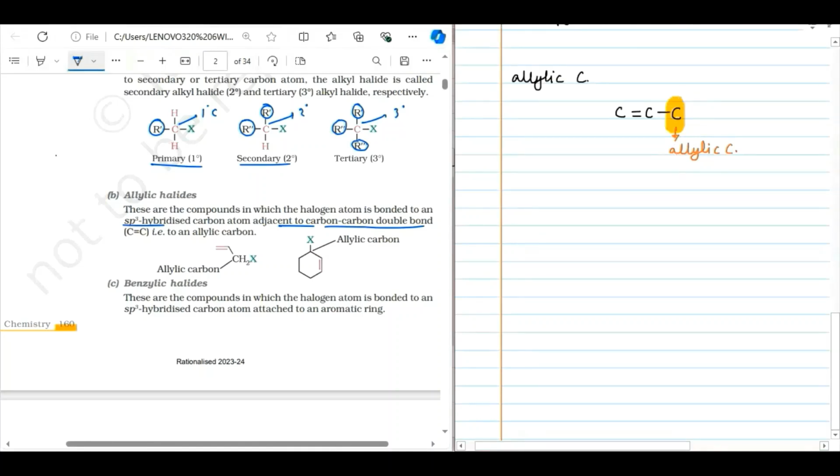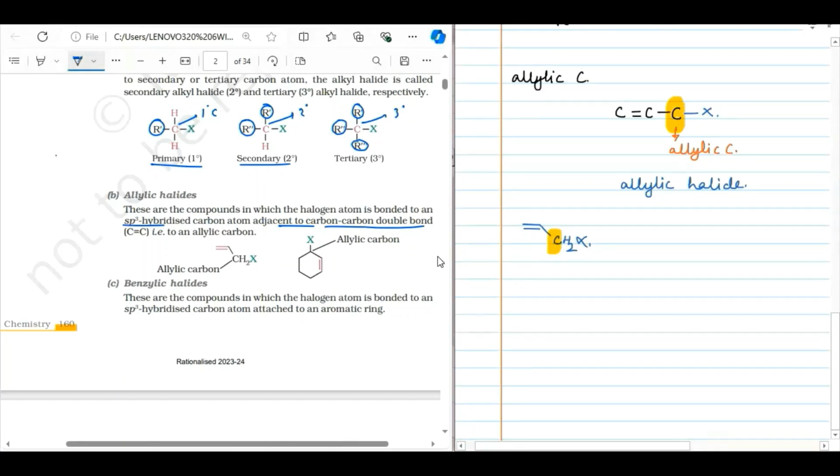And if halogen is bonded to this allylic carbon, it is called as allylic halide. So this molecule will be called as allylic halide. So here when you see the example, it is like this, CH2X. So here this is carbon-carbon double bond and this carbon is just next to the carbon-carbon double bond. So the carbon to which halogen is bonded is the allylic position.